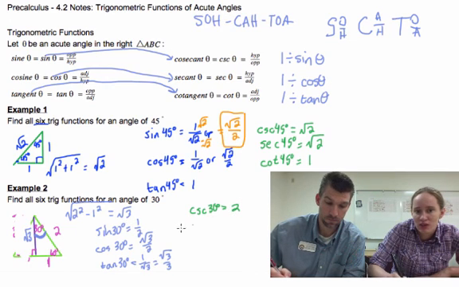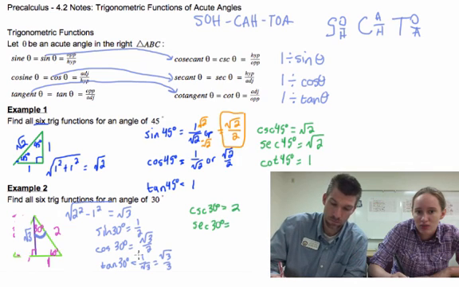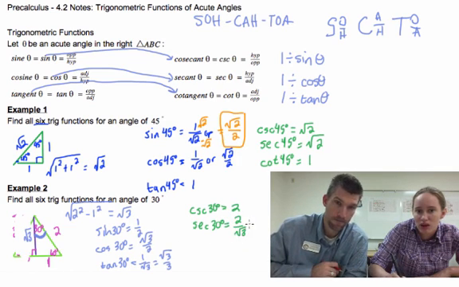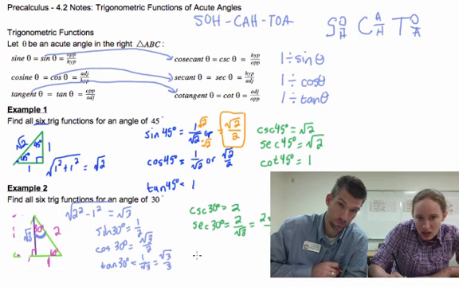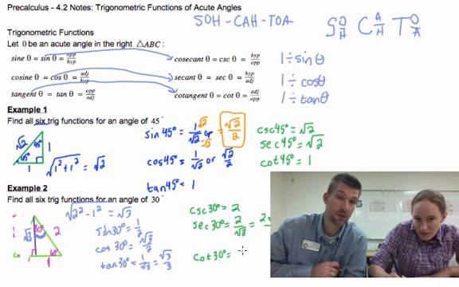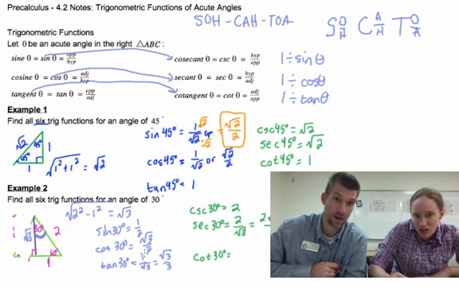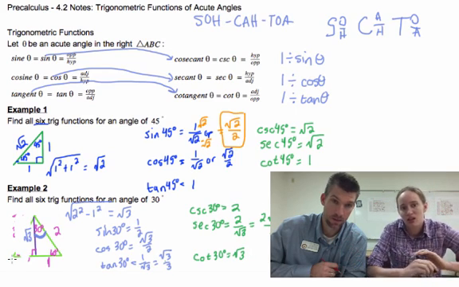The reciprocal of 1/2 is 2. Secant of 30 degrees: the reciprocal of square root of 3 over 2 is 2 over the square root of 3. Rationalize that: 2 square roots of 3 over 3. And cotangent would be square root of 3, because remember, it's better to flip this one than this one. 1 over the square root of 3 becomes square root of 3 over 1. So that's finding all the 6.